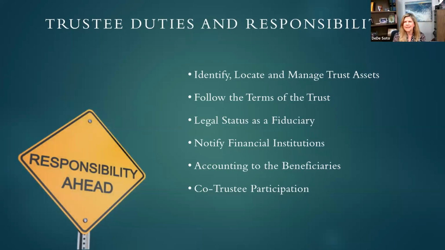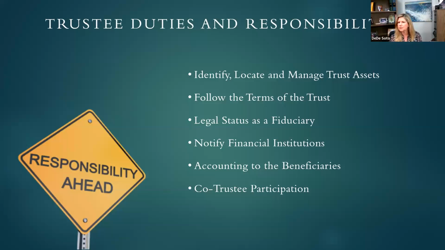So a trustee has the duty to collect all the assets, to get appraisals for the assets, to send notices to financial institutions, to do an accounting to the beneficiary. There's special trust accounting that has to be done. And if they are serving as a co-trustee, they can't just willy-nilly act on their own behalf. They have to act with their co-trustee and make sure things are being done correctly. They have to file a final tax return. They have to follow the terms of the trust.